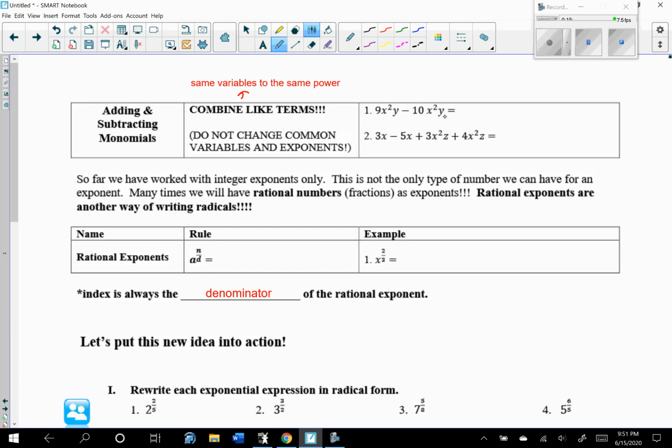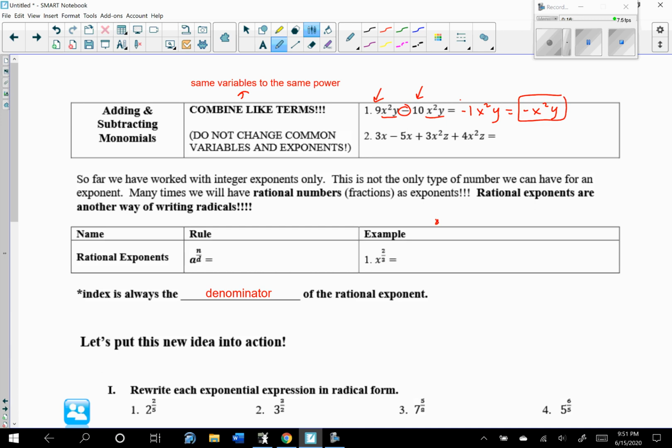So if I look here, notice that this has the same variables to the same power, so these are like terms. So what do you change? The coefficients, doing the operation, which in this case is subtraction. So 9 minus 10 is negative 1, so this is negative 1 x squared y, or you could just write negative x squared y. It's the same thing. You don't need that 1 placeholder.